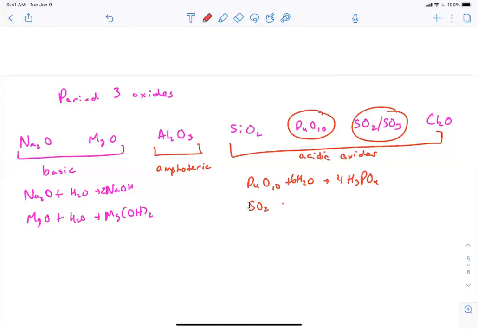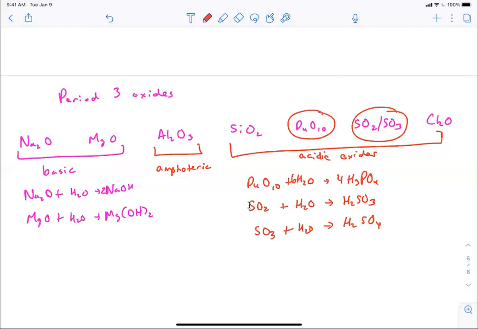You need to know that SO2 plus H2O is H2SO3, and SO3 plus H2O is H2SO4. Those reactions you do need to memorize. There are shortcuts you can think about: with the metal oxides, you just have to know it makes the hydroxide. You don't have to memorize each reaction specifically. And for the acidic ones, you have to know that they make an acid.